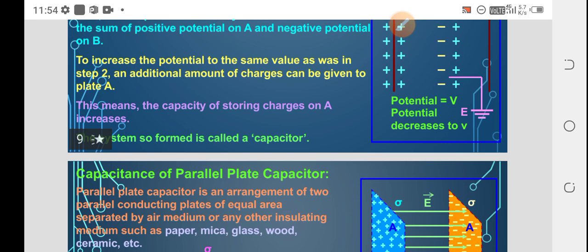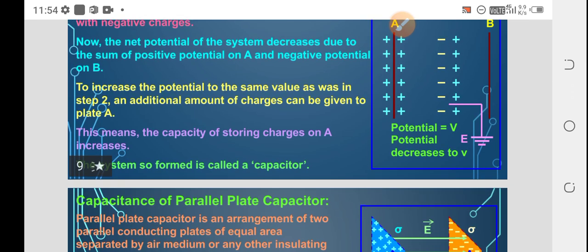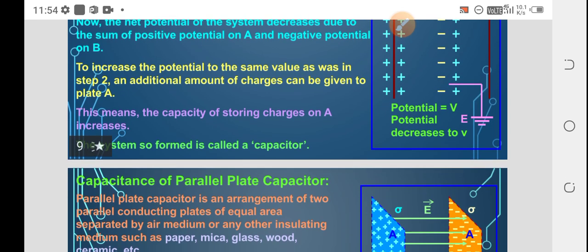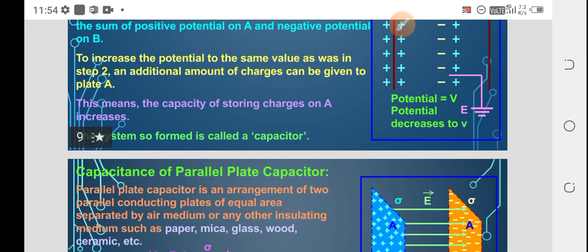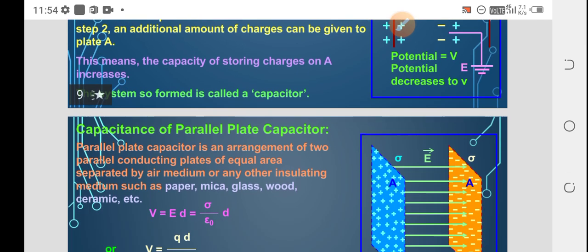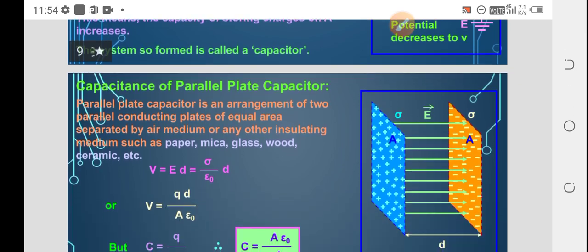To avoid the nil value, to avoid the zero value, we give maximum positive charges to A, and those positive charges are stored by plate A. That storage capacity of charges on plate A is called the capacitor.